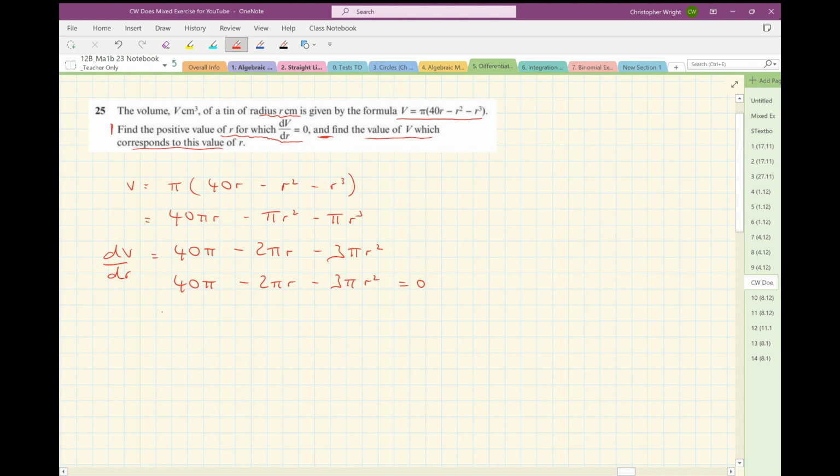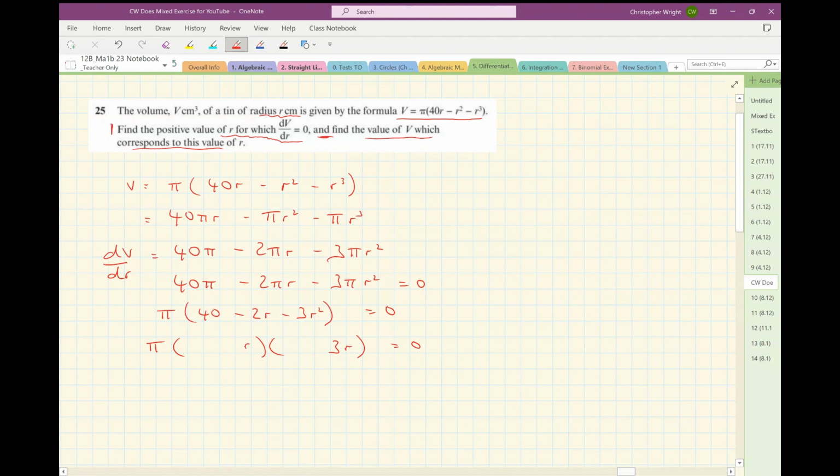Well, the first thing I'm going to do is take out the pi. It makes me wonder why I multiplied it back in, but never mind. 40 minus 2r minus 3r squared equals 0. So now I need to factorize this further. I reckon I'm going to have 3r and r.